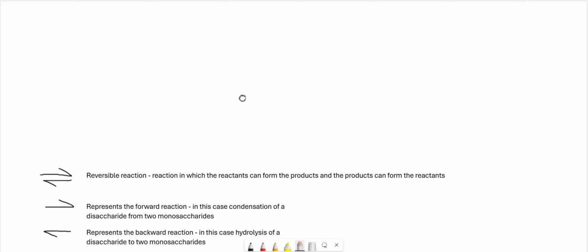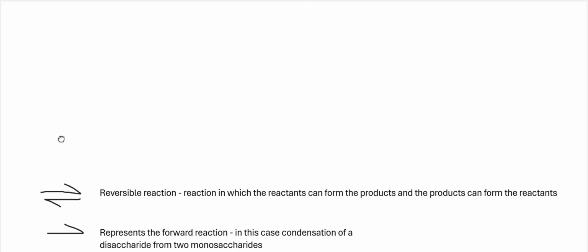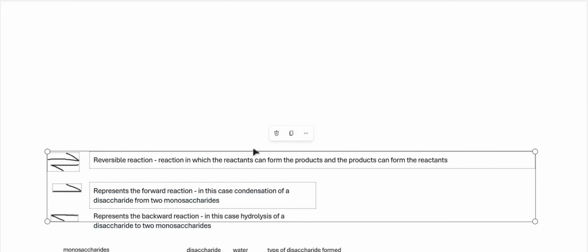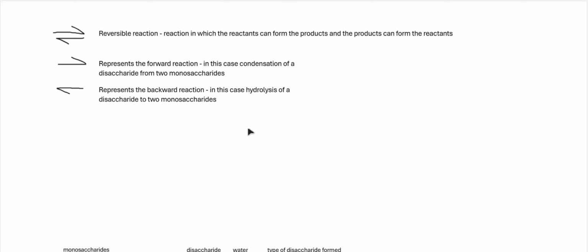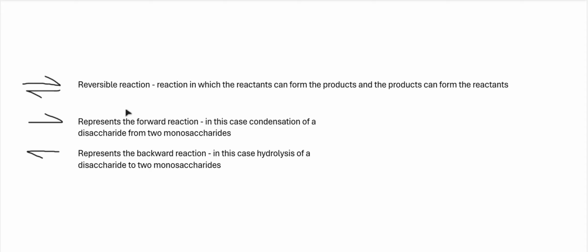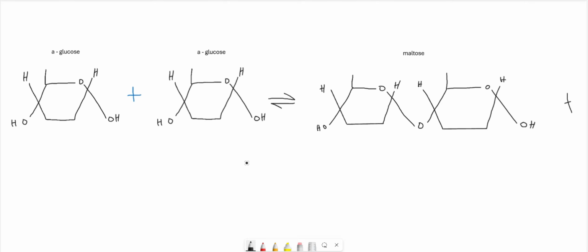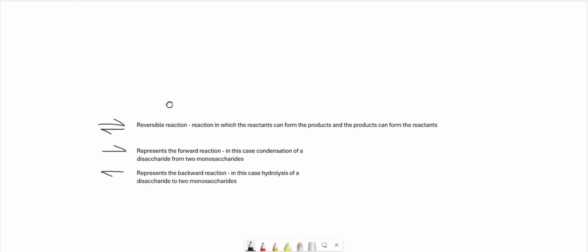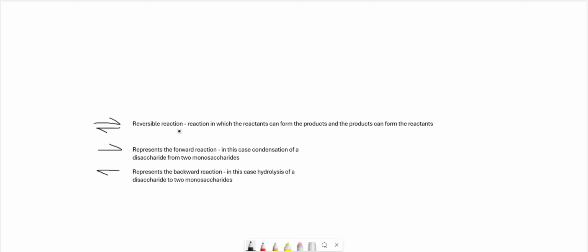Now, moving on to the symbol that you may have misunderstood or weren't familiar with. So, moving on to diagram symbols. Now, in this previous equation, right about here, we've seen it here, and I'm going to explain it right now. It's a reversible reaction, and a reversible reaction is a reaction in which the reactants can form the products, and the products can form the reactants.